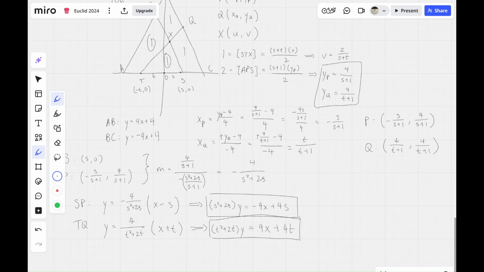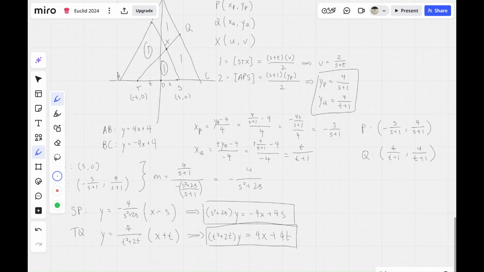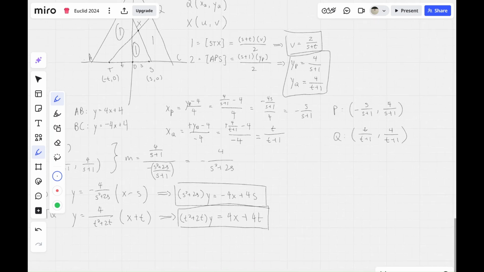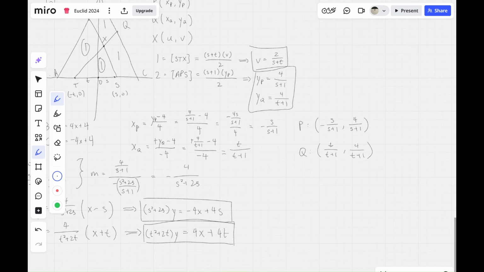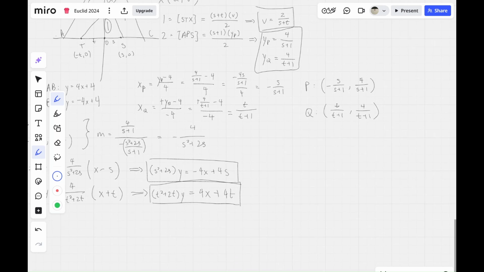Now, what do we know about X? We know that X is going to be the solution to this system of equations right here. Additionally, we know the y-coordinate of X, which is v. Thus, (u, v) is the solution to this system of equations. And when we add these two equations, we get that (s squared plus t squared plus 2s plus 2t) times, in this case, y is going to be v, since it is the solution of both. These two cancel. This is going to be 4s plus 4t.